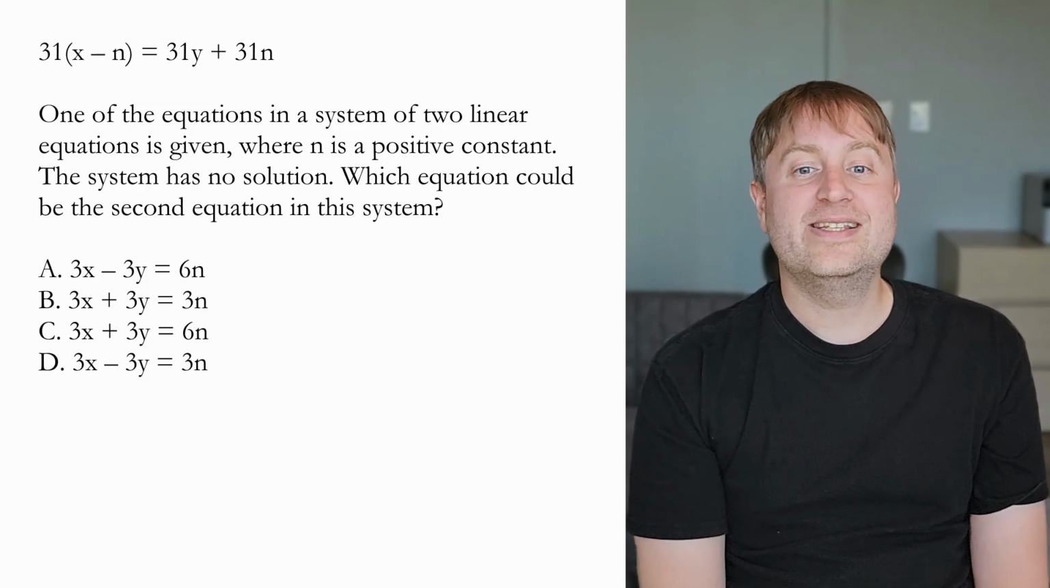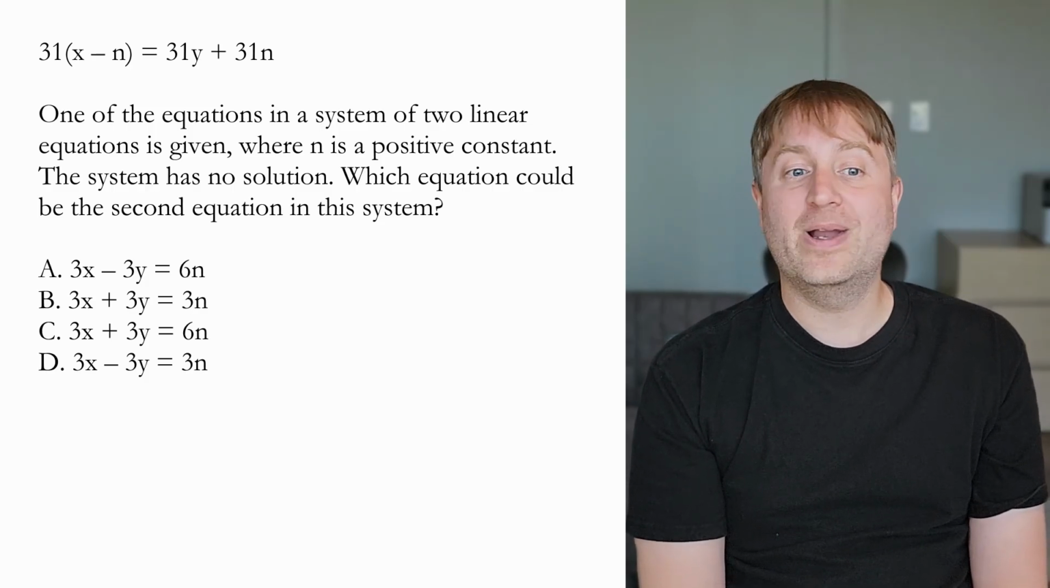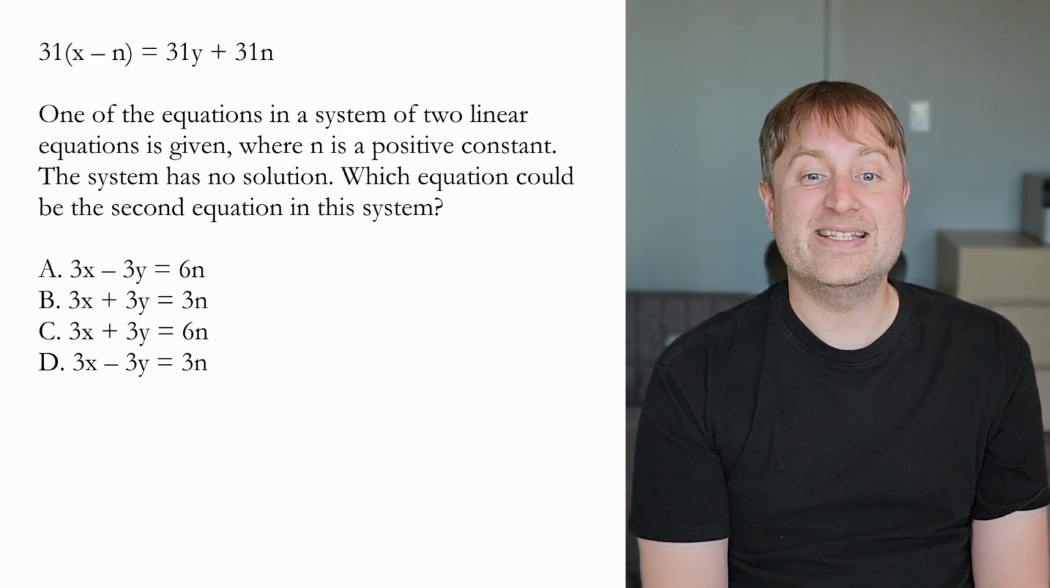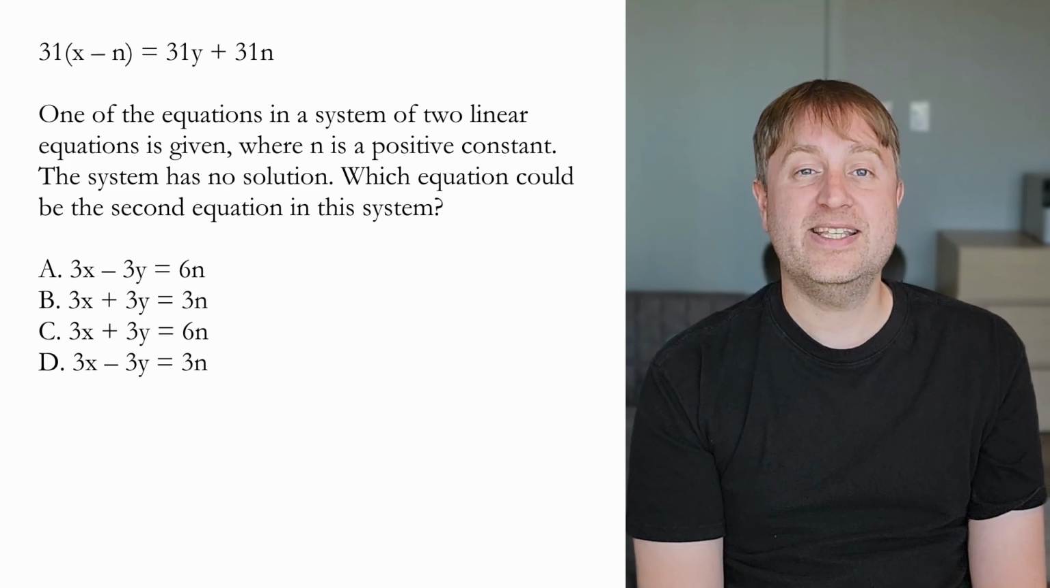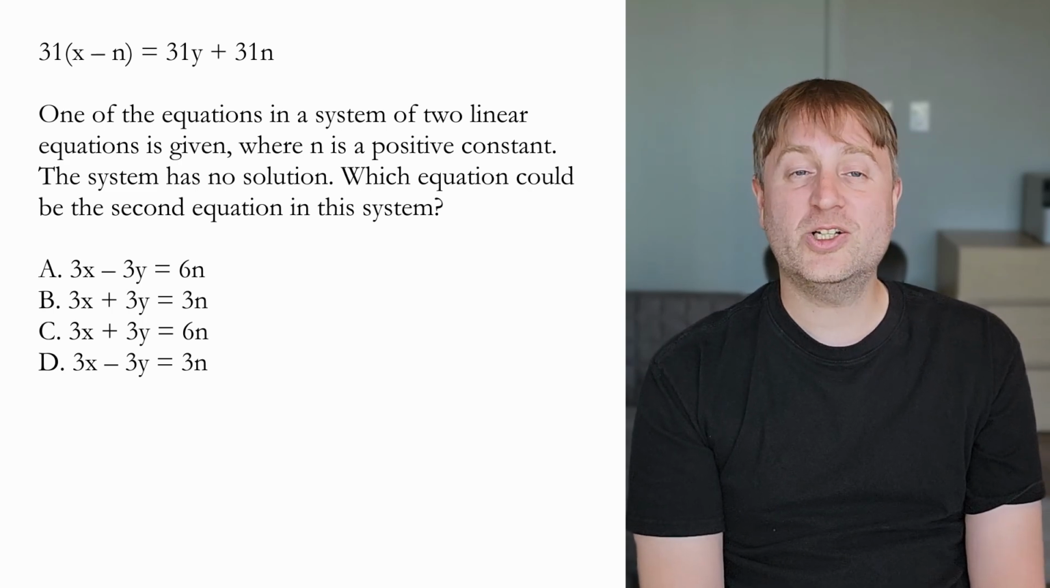One of the equations in a system of 2 linear equations is given, where n is a positive constant. The system has no solution. Which equation could be the second equation in the system?